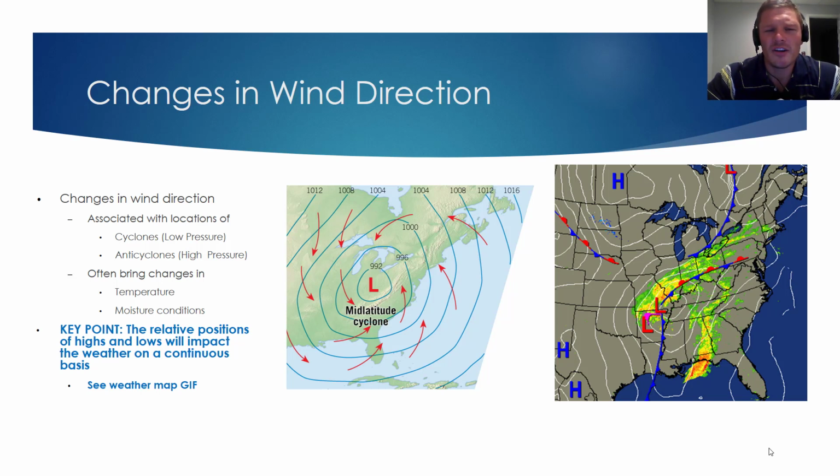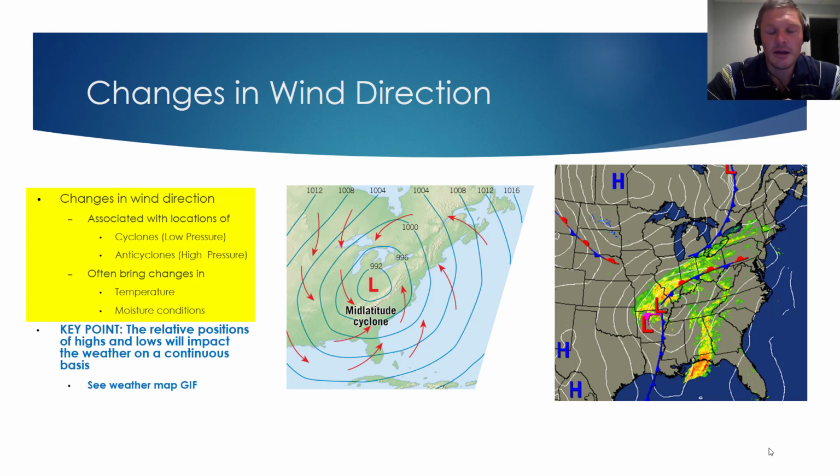Now the question is, what causes changes in wind direction? Well, put as simply as possible, changes in wind direction are going to be associated with the locations of cyclones and anticyclones. Because wind is really just the flow of air from high pressure regions to low pressure regions. So if we look at a weather map and see the position of the H's and the L's, their positions relative to one another will have a huge impact on the wind direction and the wind speeds in a given area.